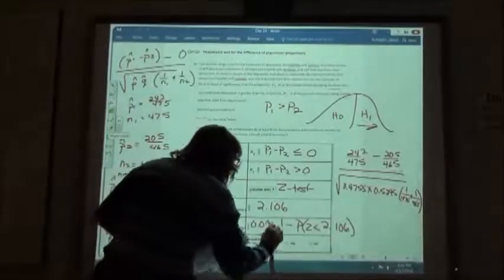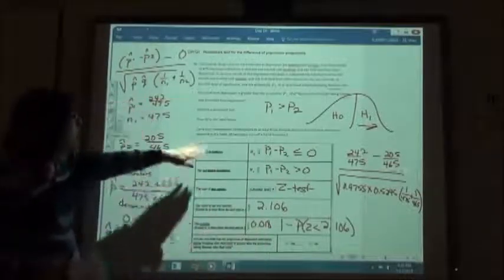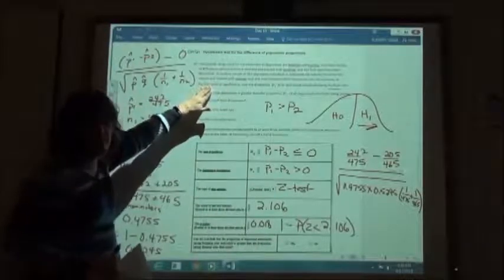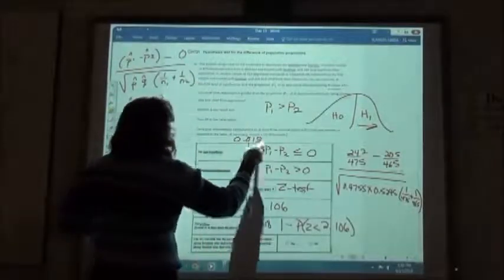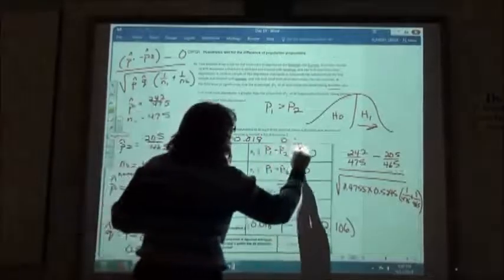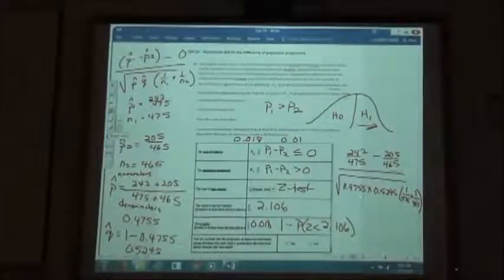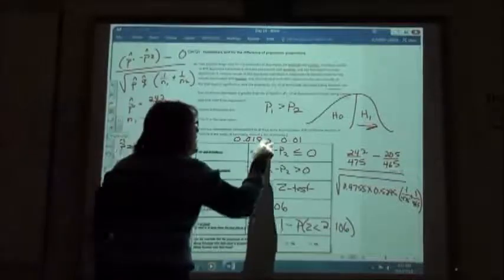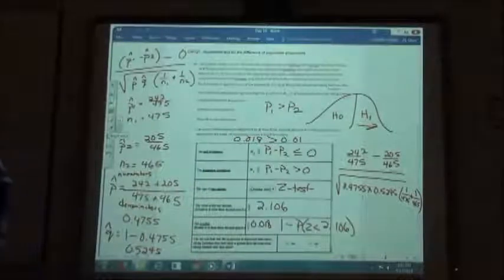0.018. Okay, this is the percentage, the p-value. We're comparing it to the level of significance. And so if I have 0.018 and I'm comparing it to 0.01, is 0.018 greater than or less than 0.01? It is greater than. And if my test value is greater than my level of significance, what am I going to do?